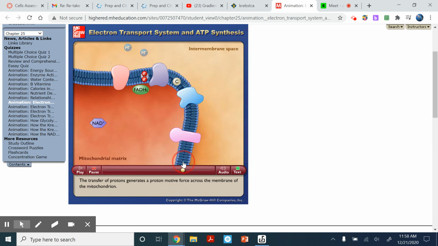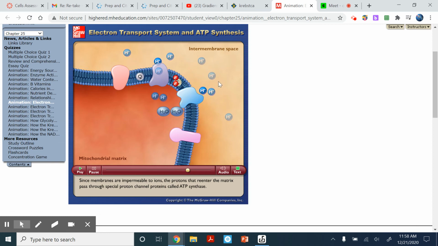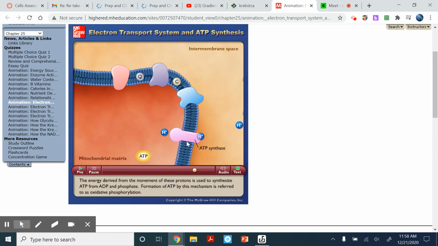Watch the proton flow. Okay, so watch where the protons go. I'm going to hit play here. Watch the protons. The only place that they can cross is through ATP synthase. And no, ATP synthase is not an electron transport chain protein. It never gets an electron. The electrons flow this way and stop here.